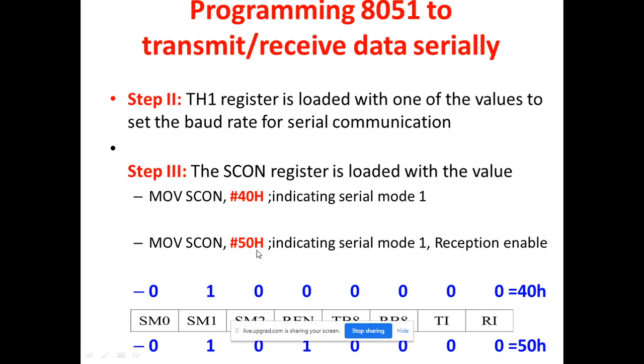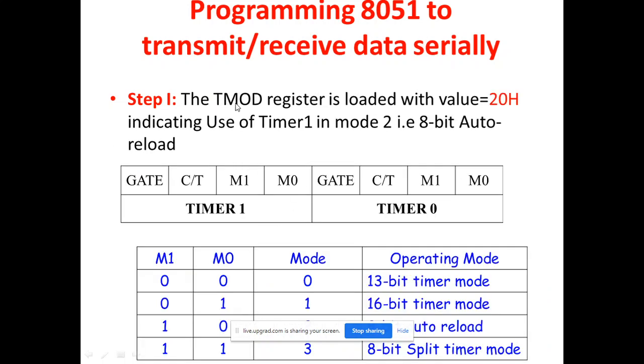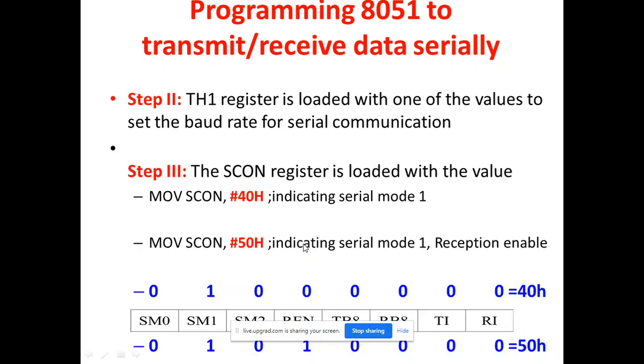This is for transmission and this is for reception. Agree? In this fashion you can place either 40H or 50H into the SCON register. That is your third step. In every program you write this common thing. First, in the TMOD register you put 20H. Then in TH1 you calculate the initial value as per the desired baud rate and put it into TH1. Then in SCON you put either 40H or 50H as per your choice.